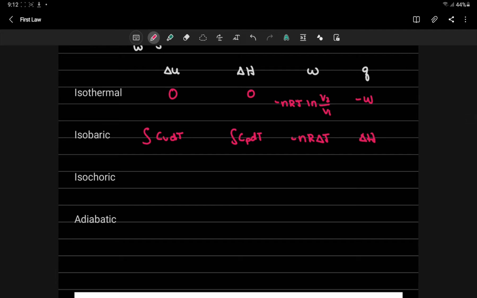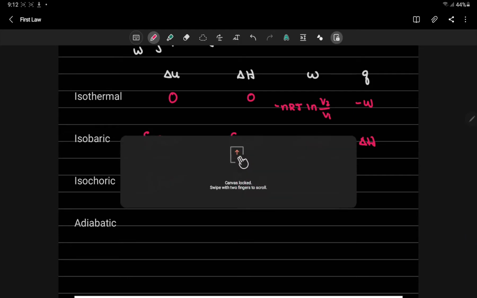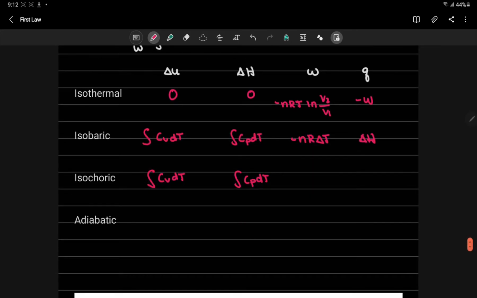For isochoric process, parehas lang kay isobaric in terms of getting the delta U and delta H values. So integral ni CV dT for delta U, integral ni CP dT for delta H, and for work, it's 0 kasi work is negative PdV and dV is 0 for isochoric processes. Q will be the same as delta U.